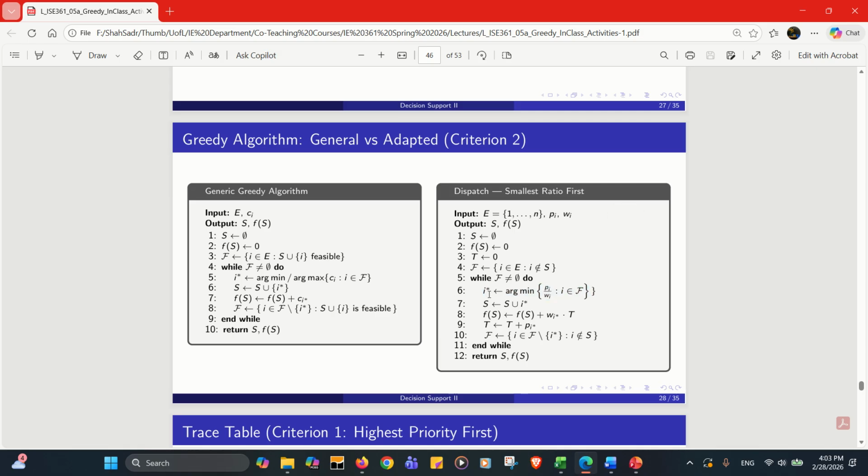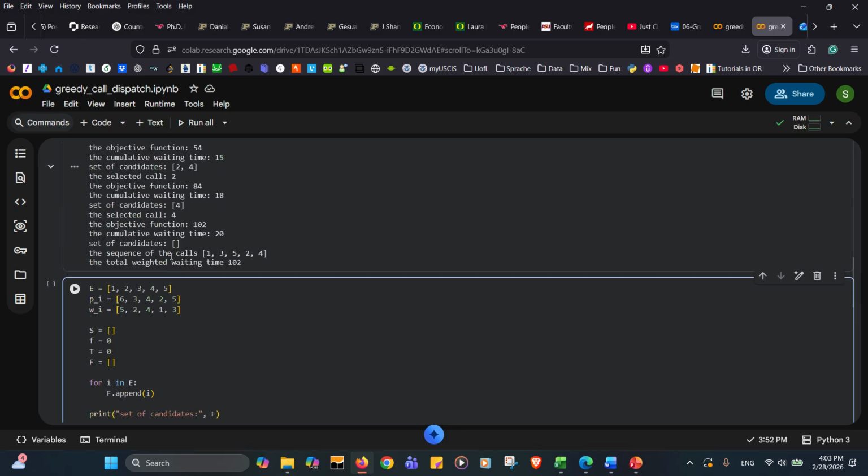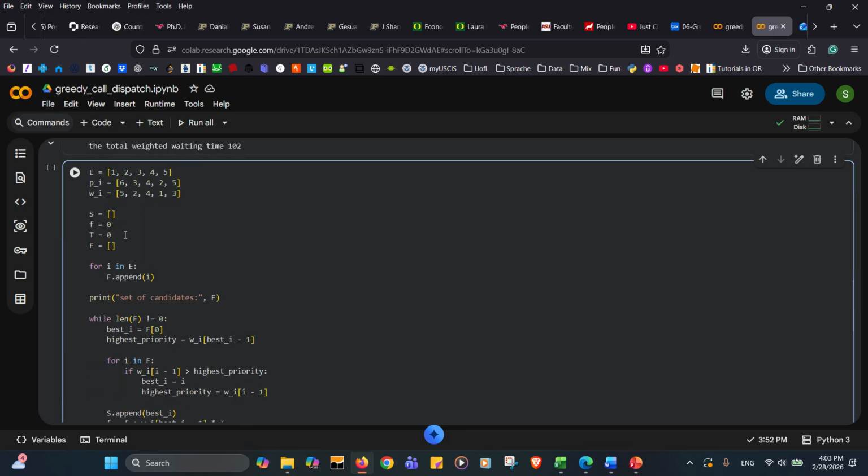So we are looking for a call I star that its PI divided by WI, processing time divided by weight, or the priority, is the minimum. And the rest of the pseudocode is the same as what we had for the first criteria, which was the highest ratio first. So going back to the Colab, again, these are the input data that we have.